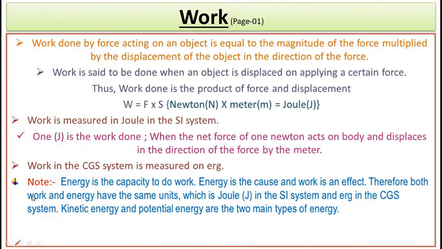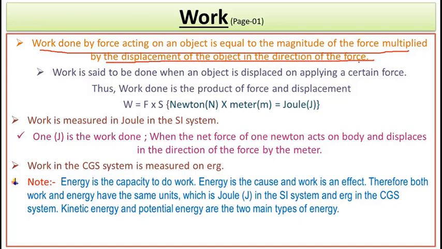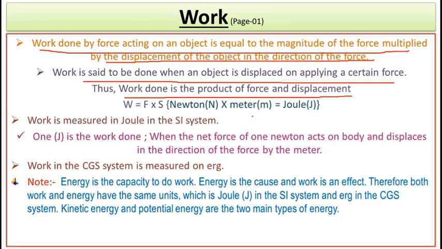In the language of physics, we can say work done by a force acting on an object is equal to the magnitude of the force applied multiplied by the displacement of the object in the direction of the force applied. Or you can say in short, work is said to be done when an object is displaced on applying a certain amount of force. Therefore, the formula of work done is the product of force and displacement. Its SI unit is joule.